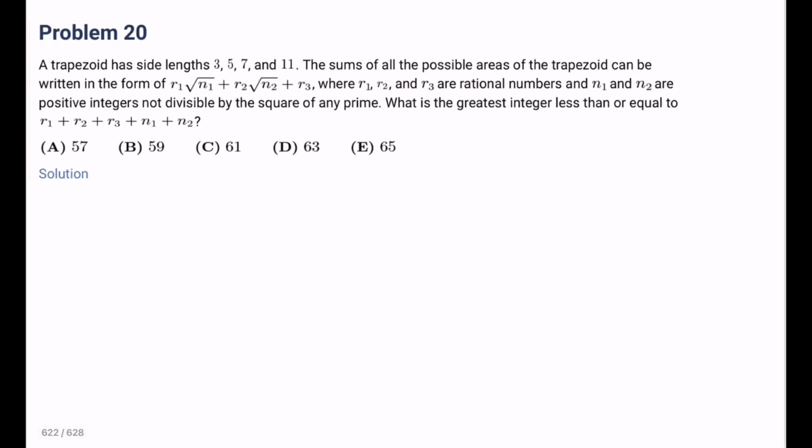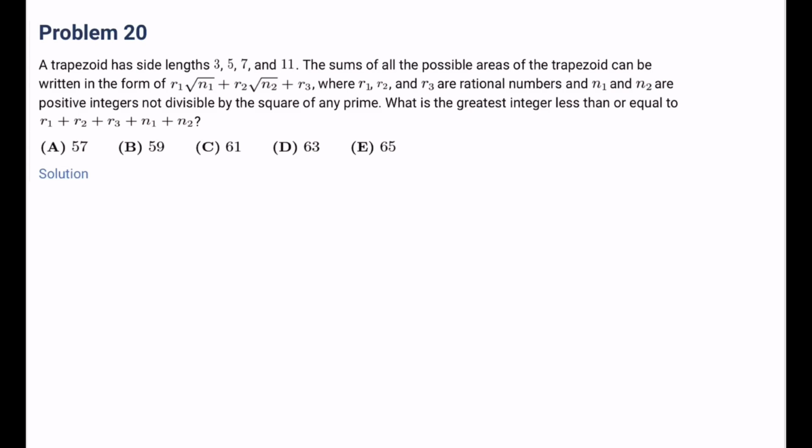A trapezoid has side lengths 3, 5, 7, and 11. The sum of all the possible areas of the trapezoid can be written in this form, where R1, R2, and R3 are rational numbers, and N1 and N2 are positive integers not divisible by the square of any prime. What is the greatest integer less than or equal to R1 plus R2 plus R3 plus N1 plus N2?